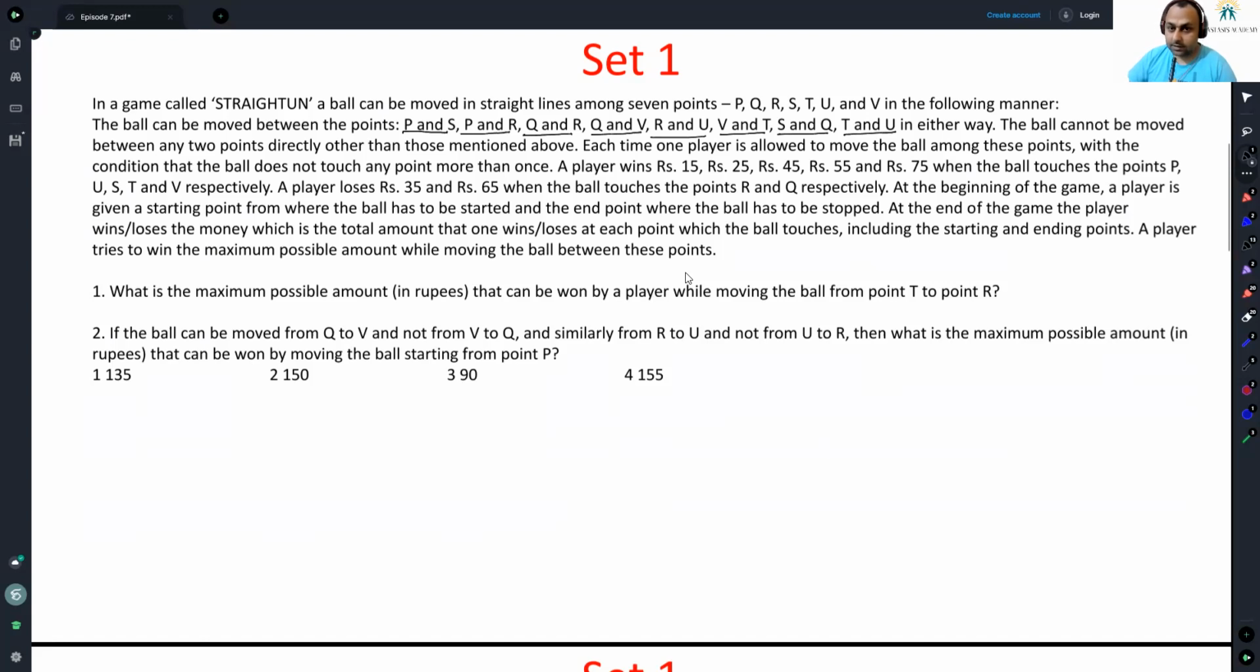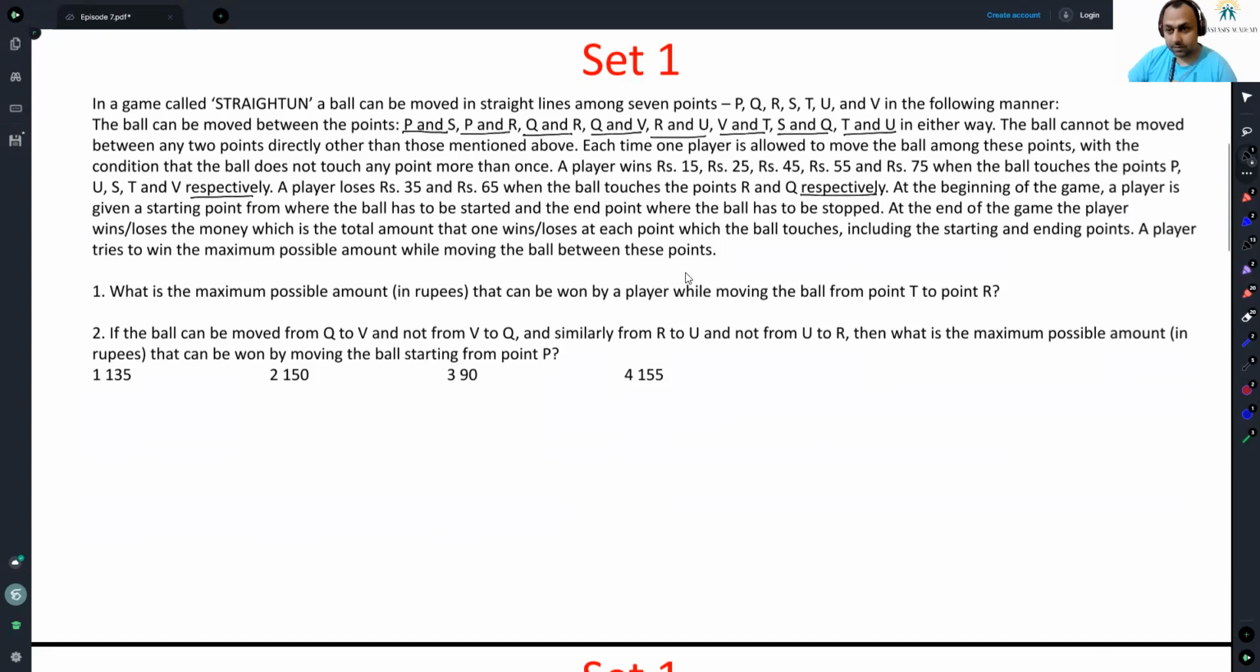The player wins rupees 15, rupees 25, rupees 45, rupees 55, and rupees 75 when the ball touches the points P, U, S, T, V respectively. A player loses rupees 35 and rupees 65 when the ball touches the point R and Q respectively.